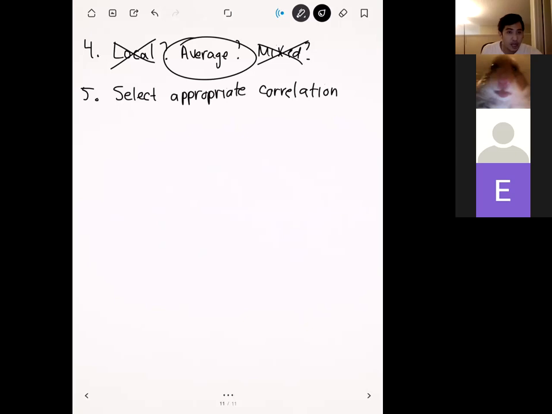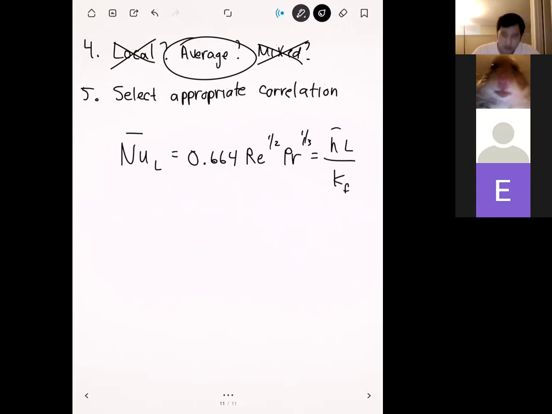Now that we have all that information, we can select our Nusselt number correlation. Where we have laminar flow, we want the average one, and our plate is at a constant temperature, it gives us the following expression. So 0.664 times Reynolds number to the 1/2 times Prandtl number to the 1/3, equal to the average convection coefficient over the entire surface, h bar, multiplied by the length of our surface divided by k_f, our thermal conductivity.